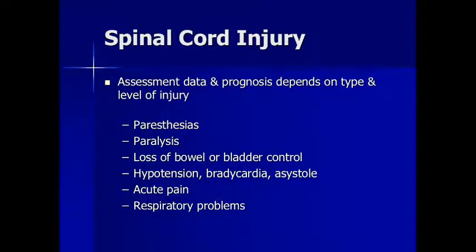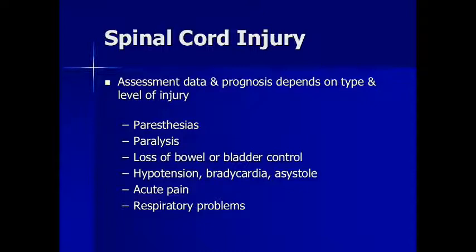So on assessment, we know that what we find usually depends on the type and the level of the injury. Okay, so what can we see? We can see paresthesias, which are usually related to mild injuries. We can see loss of sensory and motor functions, so paralysis.